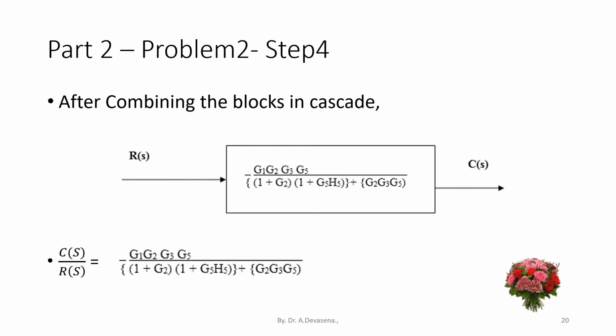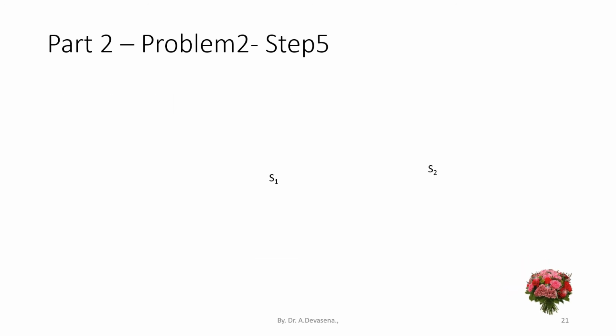That is, C of S by R of S is equal to G1, G2, G3, G5 divided by open bracket 1 plus G2 into 1 plus G5 close bracket plus open bracket G2, G3, G5. This is the value of C of S by R of S. Now, by considering the input R of S alone, we have to consider the other input X of S further. Part 2, problem 2, case 5.